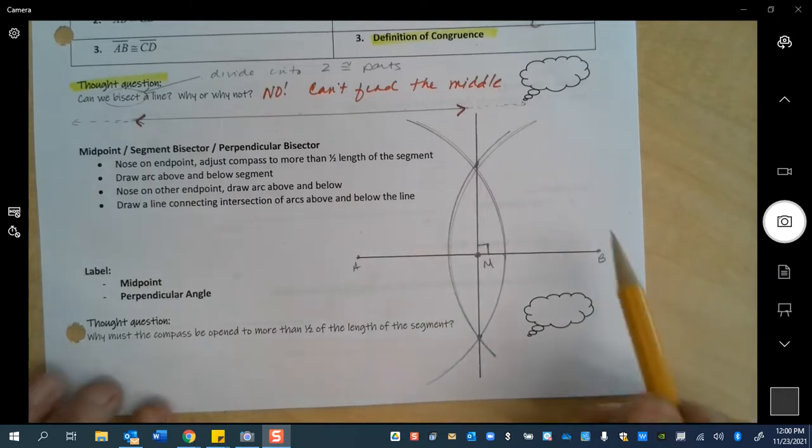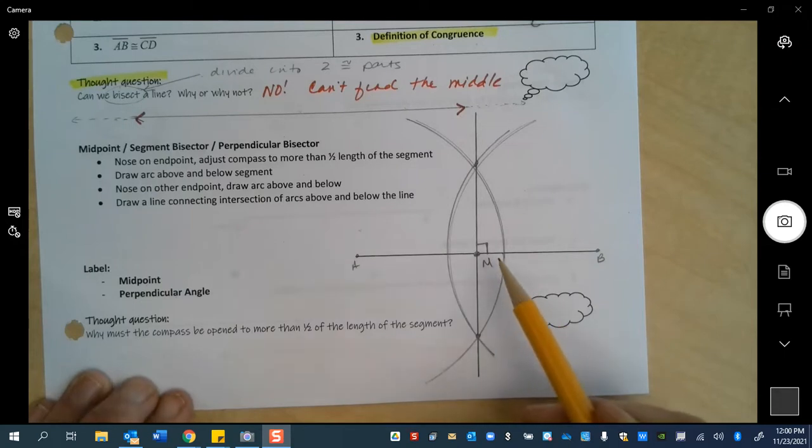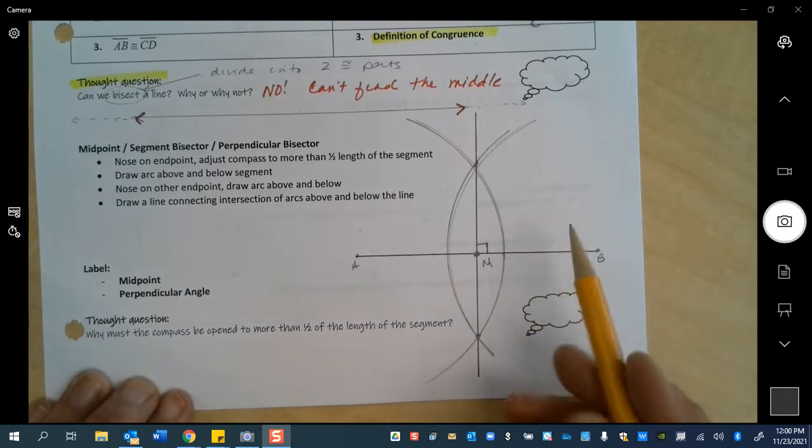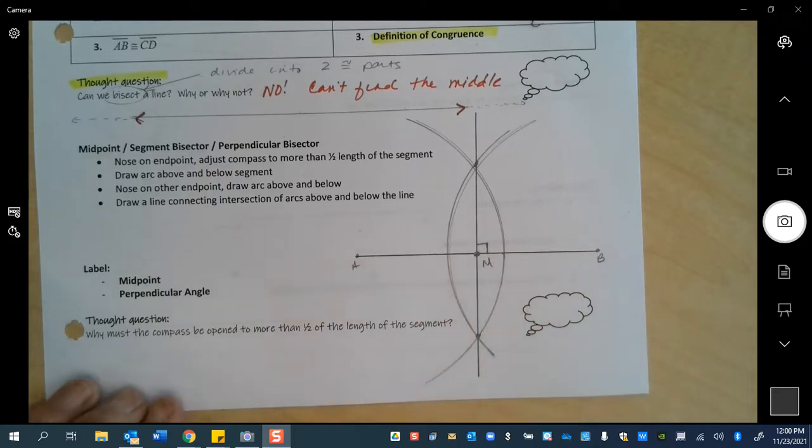Now keep in mind, our right angle theorem says if it's perpendicular, first of all, the definition of perpendicular says the lines intersect at a right angle. The definition of a right angle tells us it's 90 degrees. And if I have one right angle, then I have 4 right angles.